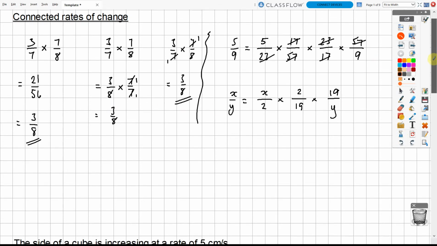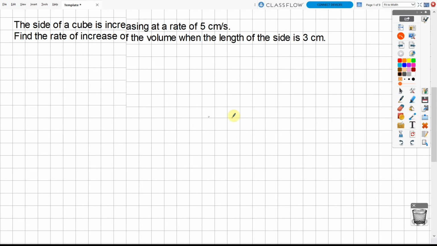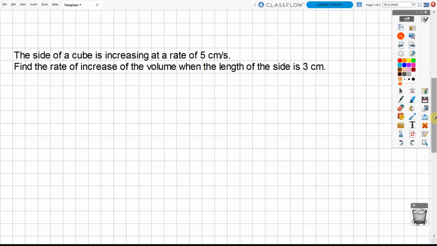Let's take a look at an example. The side of a cube is increasing at a rate of 5 centimeters per second. Find the rate of increase of the volume when the length of the side is 3. Now, you need to do a little bit of detective work. This word, rate, it appears a couple of times. Rate, and over here, rate of increase.